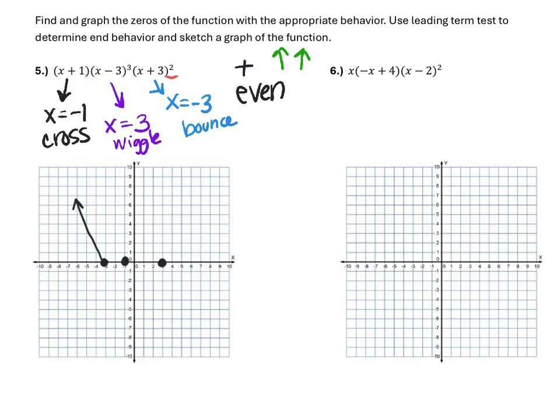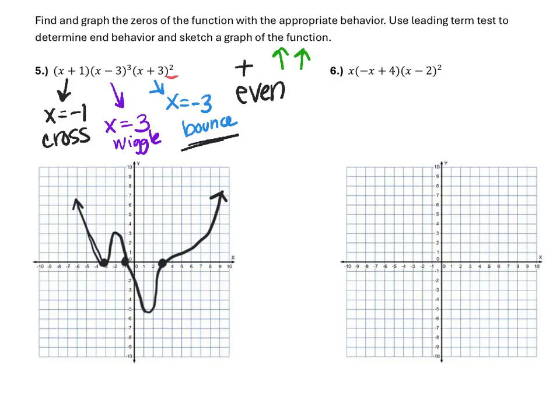It's not a cross, it's not a bounce. This is a bounce, yes. At -3, it's a bounce. So we're going to go down, and then it's going to turn up, and then it crosses, and then it's going to sort of flatten out before it keeps going.